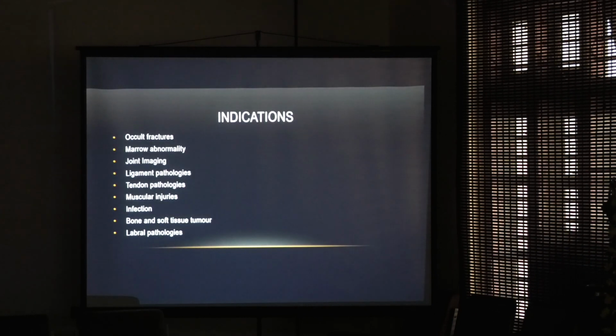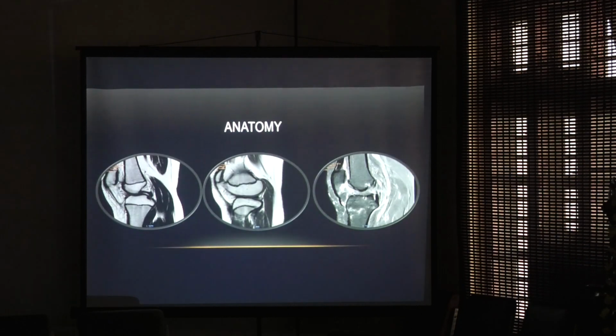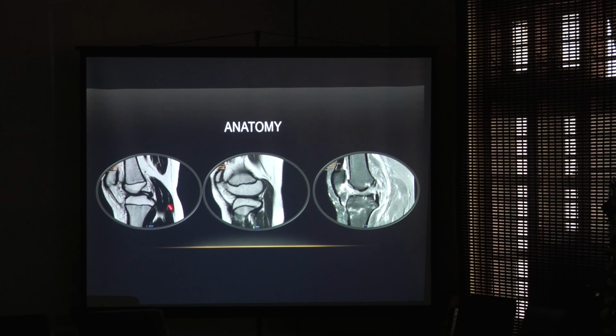Musculoskeletal imaging has a lot of indications: occult fractures, stress fractures, marrow abnormalities, joint imaging, cartilage imaging, ligament pathologies, tendon pathologies, muscular injury, infection, tumors, etc. So this is a sagittal image of the knee joint depicting well the ligaments, menisci, articular cartilage, the epiphyseal plates, etc. This is a case of trauma with bone contusions and ligament injury.